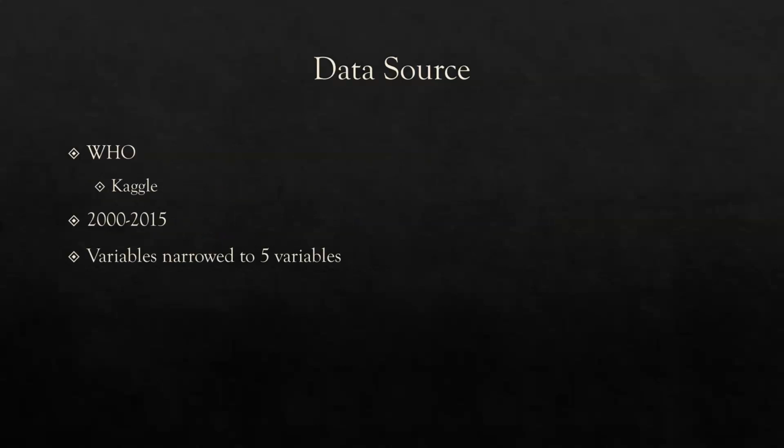The data source we're going to be using today comes from the World Health Organization and is found on Kaggle. The data has many data points from the years 2000 to 2015. There was a countless amount of variables in the data source. I narrowed those variables down to 5 independent variables, 6 if you include the dependent variable of life expectancy. Those variables will help us conclude what causes life expectancy to rise.